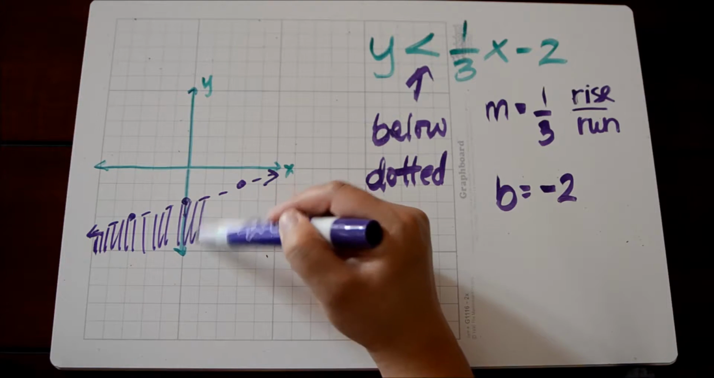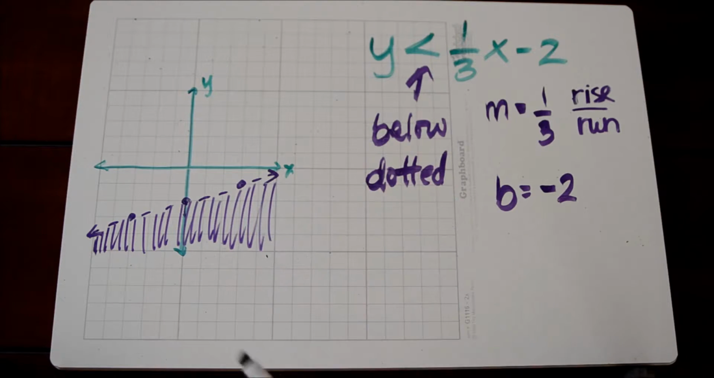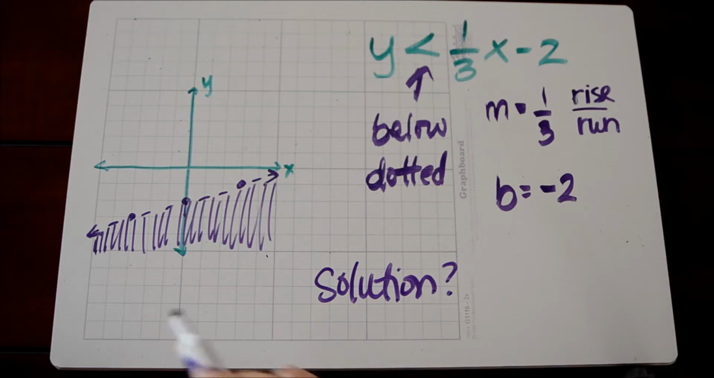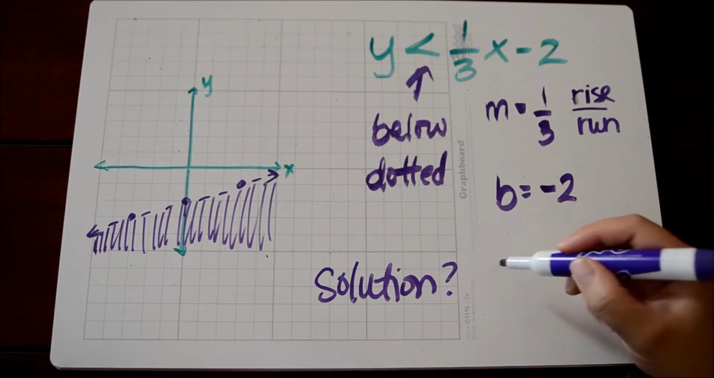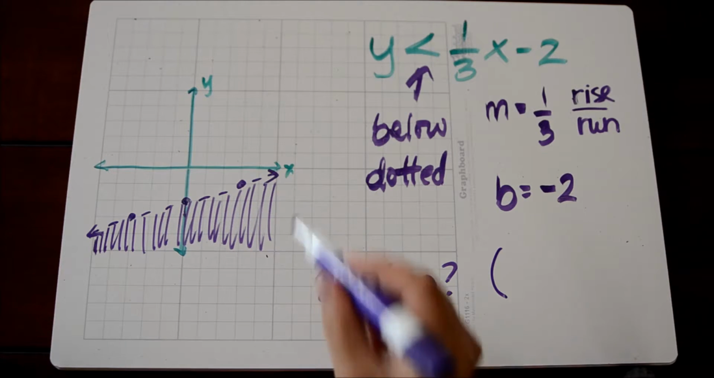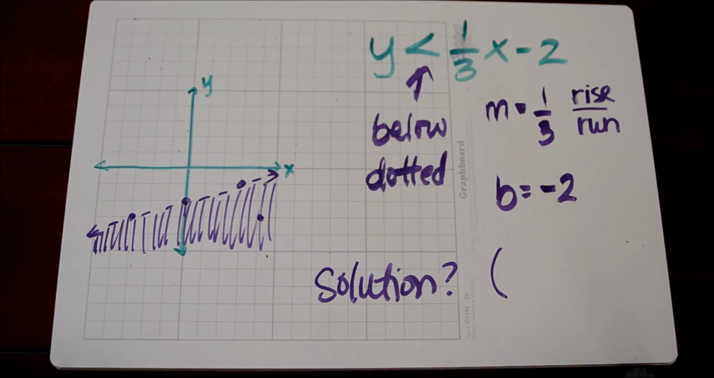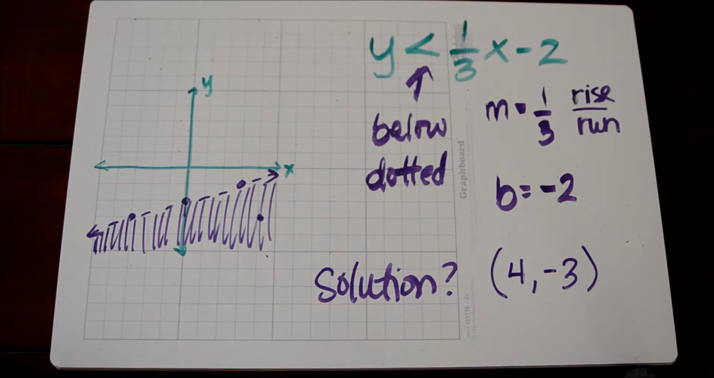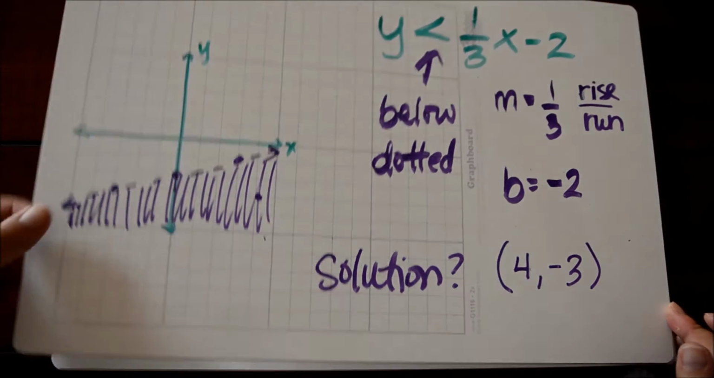So this shaded region actually represents all the possible solutions that would make this inequality true. So if you are asked to list a possible solution, you have to list something in the shaded region. So for this one, let's just identify a point. Let's say this point, and that would be (0, -3). This is one possible solution. Let's take a look at another example.